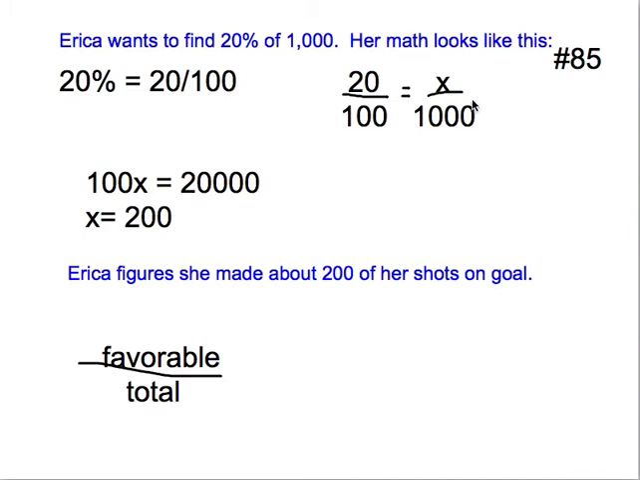So from here, if we cross multiply, we get 100x equals 20,000. And if we divide both sides by 100, we get x equals 200. So Erica figures she made about 200 of her shots on goal. And again, we estimated, so this is just an estimate. And please write this down. It's not already in your slides.